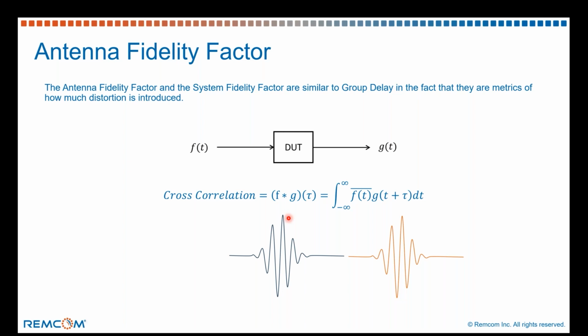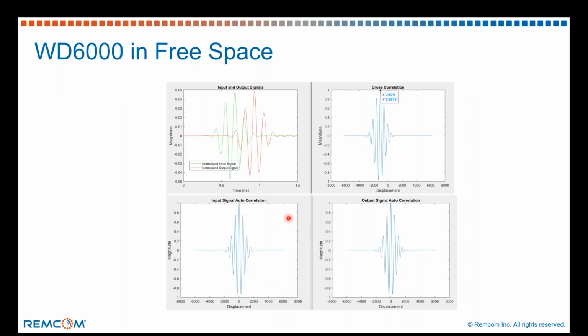I also wanted to mention here that we have to factor in or normalize the received signal magnitude, as it propagates, the output signal is going to be significantly weaker than the input signal. And so we need to account for that as part of this cross correlation calculation. But given that kind of methodology, we can go back and look at the WD 6000. The green is the input signal, the red is the output signal.